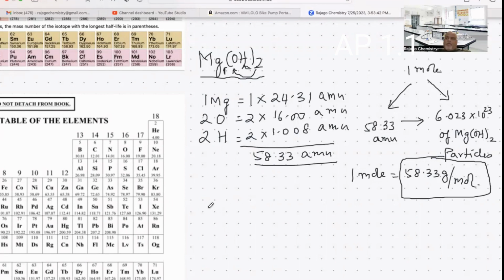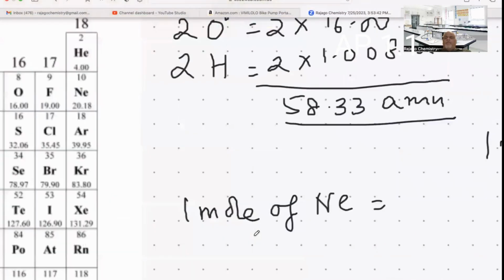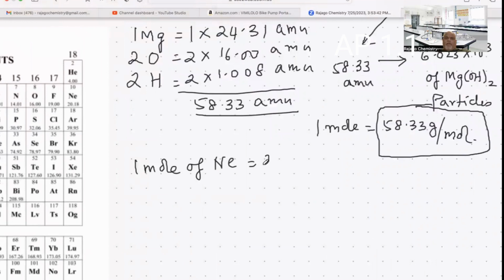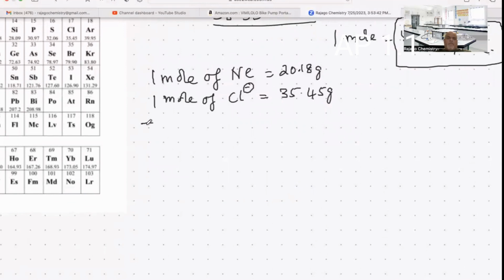Neon. 1 mole of neon, the mass is given here. 1 mole is going to be the molar mass. If it is an ion, so it is going to be what is the molar mass?